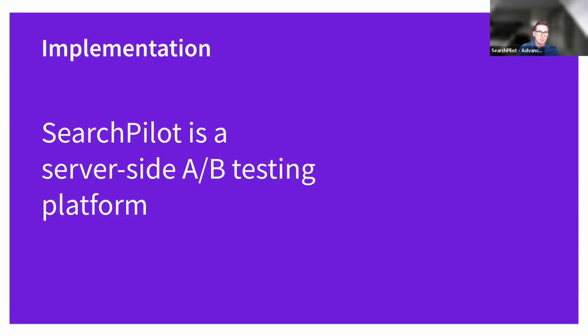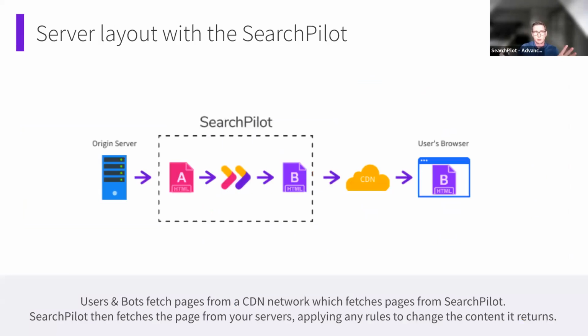Touched on this briefly already, but just to show you the difference between server side and client side. With server side, this is how Search Pilot is set up. We sit between the server and the CDN. Essentially the old version of the page comes to Search Pilot, we make whatever the change or the treatment is, and we pass that on to your CDN. By the time it arrives in the browser, that change has already been made. The user and search engines are oblivious to the fact that that page ever looked any different.